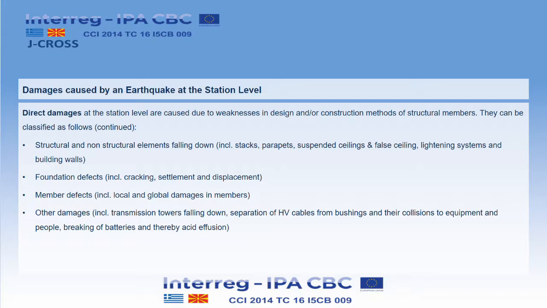Direct damages at the station level are caused due to weaknesses in design and/or construction methods of structural members. They can be classified as follows, continued. Structural and non-structural elements falling down, including stacks, parapets, suspended ceilings and false ceiling, lighting systems, and building walls. Foundation defects, including cracking, settlement and displacement. Member defects, including local and global damages in members. Other damages, including transmission towers falling down, separation of HV cables from bushings and their collisions to equipment and people, breaking of batteries and thereby acid effusion.